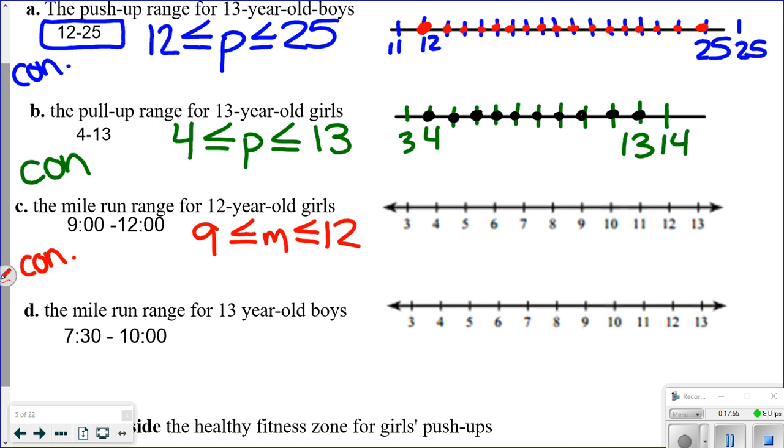So we have a closed circle at 9, a closed circle at 12. We could get 9 minutes and 13 seconds or 10 minutes and 35 seconds. So we are actually going to shade this time. When we count a mile time run, it's continuous.